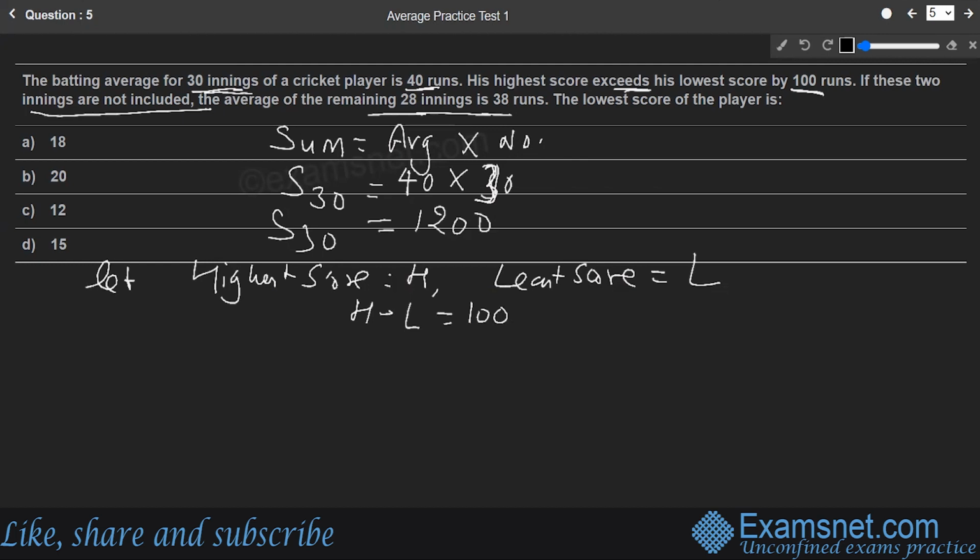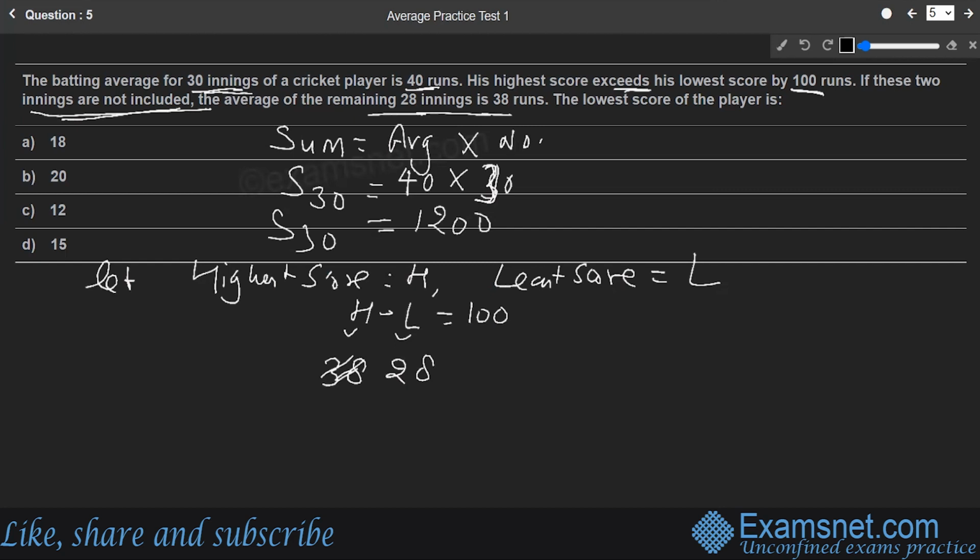Now they say if these two innings are not included, that is the highest one and the least one, how many innings are left? There were 30 innings he has played, so 30 minus 2, that is 28 innings are left out. The average of the remaining 28 innings is 38.